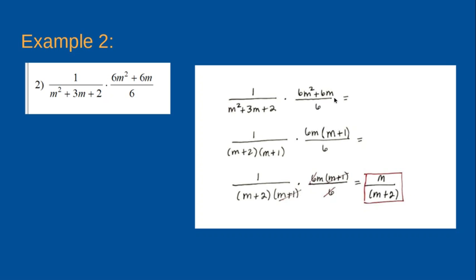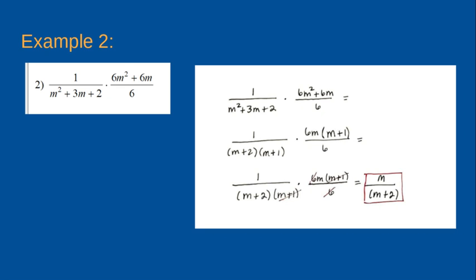6m squared plus 6m. I can factor out one of the 6m's. I'm left with m plus 1. Think about reversing the distributive property. Would you be back to where you started? Yes. All right, then in the denominator on the left fraction or the left rational expression, I have a trinomial.